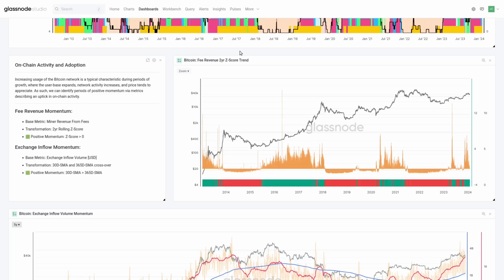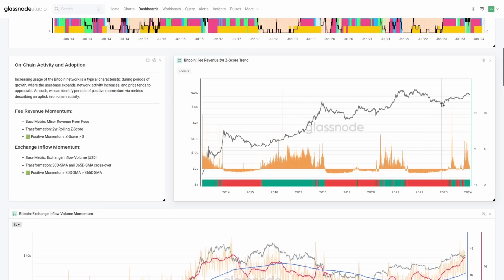Why do I choose 2 years? Well, when I'm looking for an inflection point, let's say at the end of the 2022 bear market, I want to see when we start seeing positive fee revenue. We see a bit of pressure coming into block space demand, which historically has aligned with periods of network adoption and growth, which also translates to capital inflows.